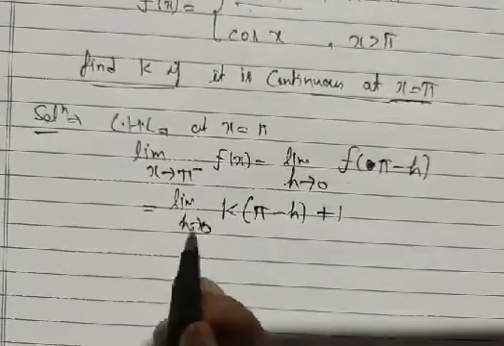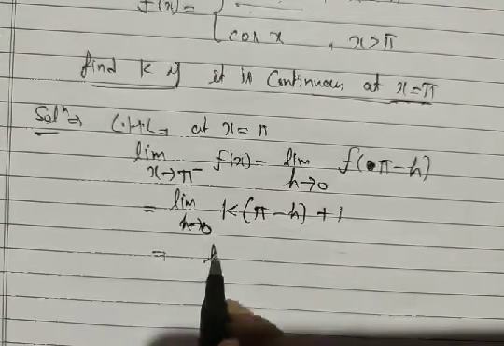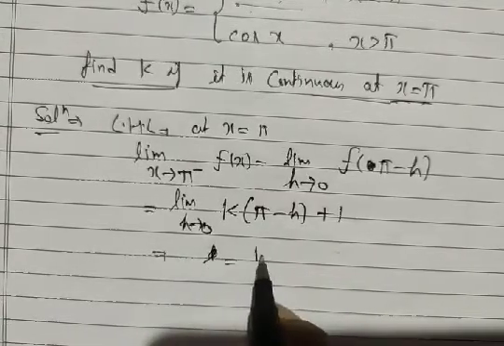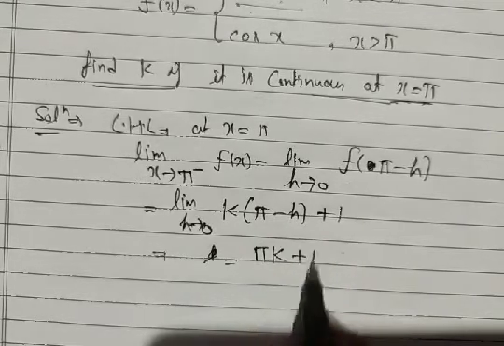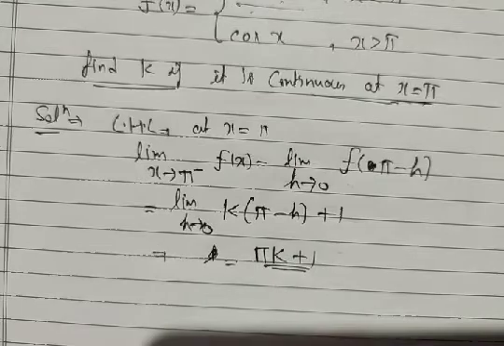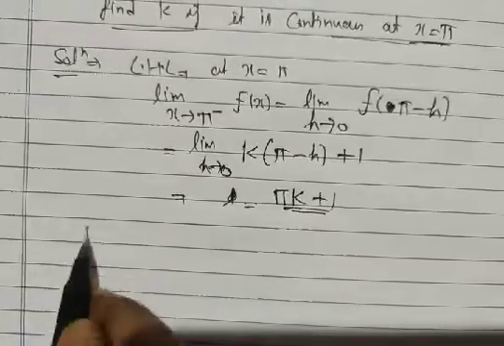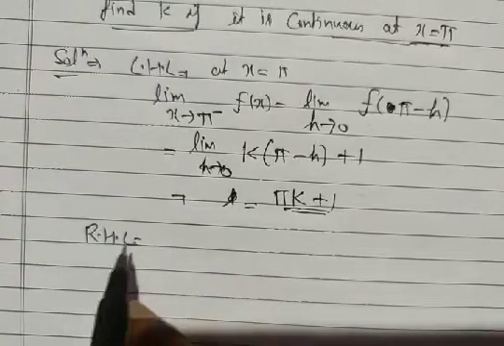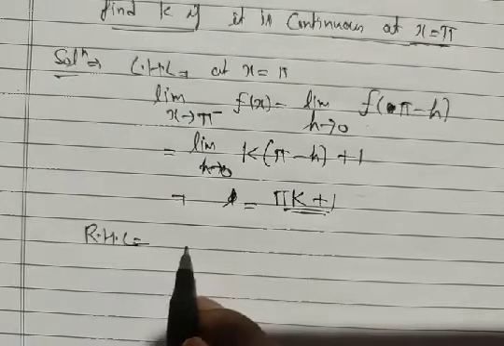Now we are going to find its limit, putting h equal to 0 there. We get pi k plus 1. This is our left hand limit. Now we are going to find our right hand limit. What is our right hand limit?